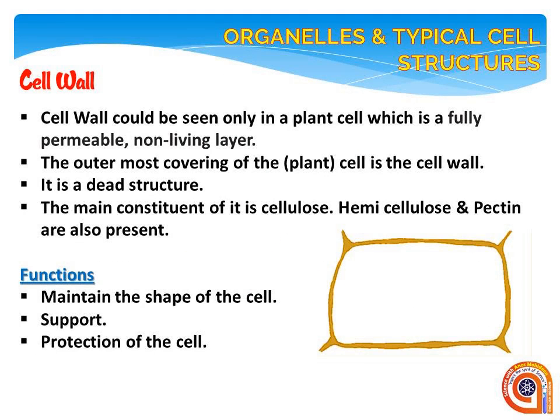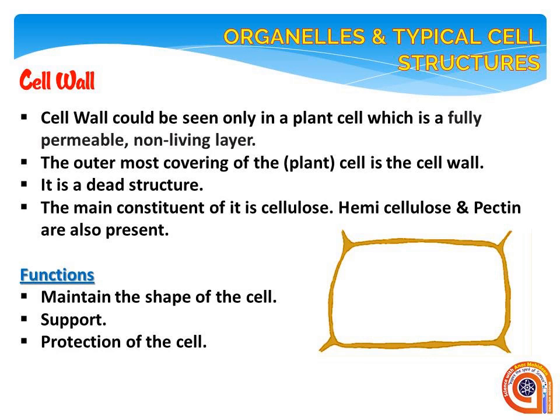Organelles and typical cell structures. The first one is the cell wall. The cell wall is present only in plant cells, not in animal cells. This cell wall is non-living and fully permeable. It allows everything to exchange.